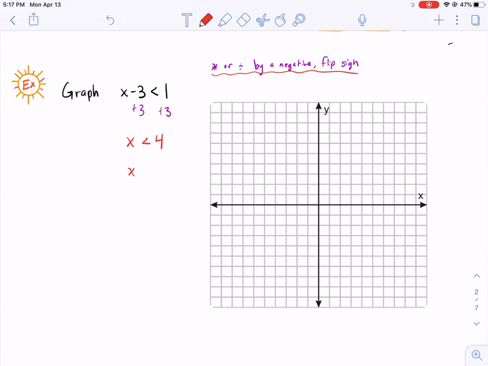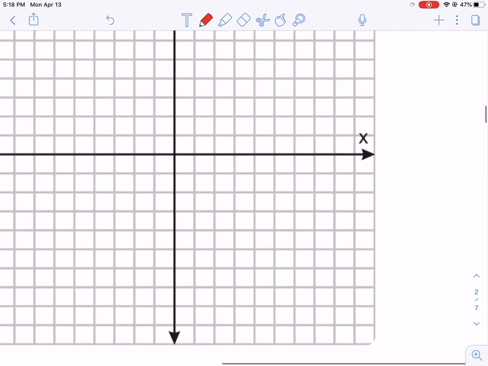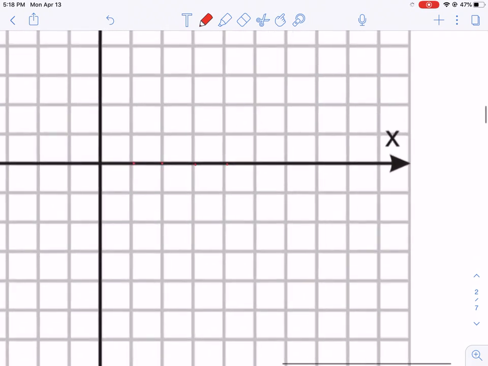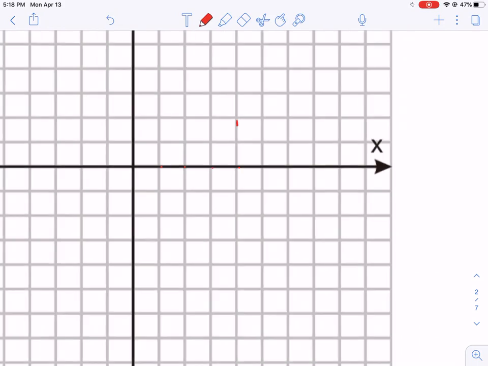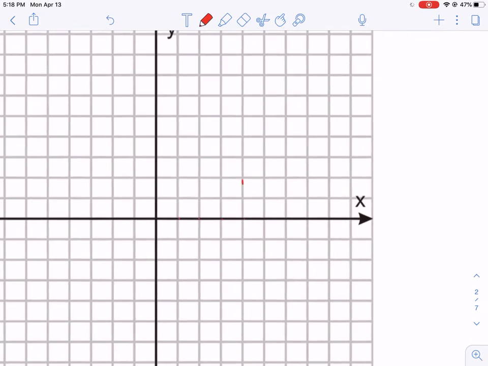Now, x equals 4. We know what that should look like. That is a vertical line. So we're going to go ahead and graph this line. That's everywhere that x equals 4. So if we go to 1, 2, 3, 4, this is where x equals 4, and so it is a vertical line here. Is it solid or dotted? It is dotted because it's not equal to, so we're going to go like this.